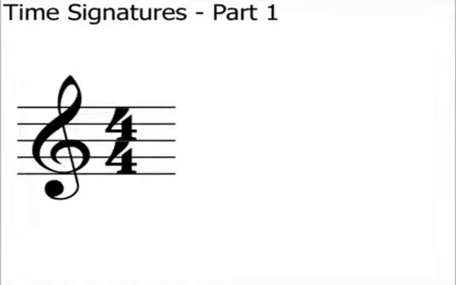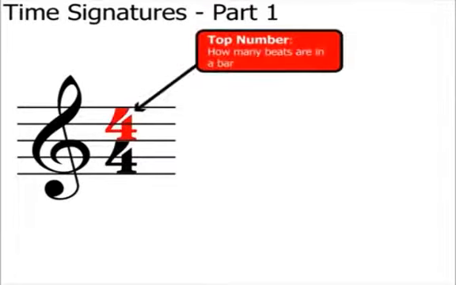Firstly, it's important to understand the meaning of a time signature. So here's a time signature which most people have seen before, 4-4. What does it tell us? Well, the top number tells us how many beats are in a bar. In this case, there are 4 beats in a bar. If the top number was 12, there'd be 12 beats in a bar. If it was a 3, there'd be 3 beats in a bar, and so on.